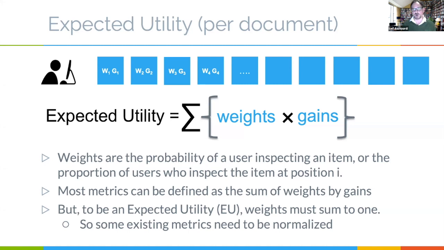And then we simply multiply the weights by the gains and take the summation, and we get the expected utility. Imagine these are little boxes, and the user, with some probability given by W_i, selects one of those boxes, and that's what they get. And so the expected utility of them doing that action is how we measure the value of a ranked list.